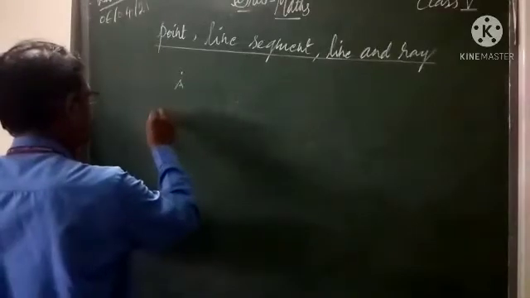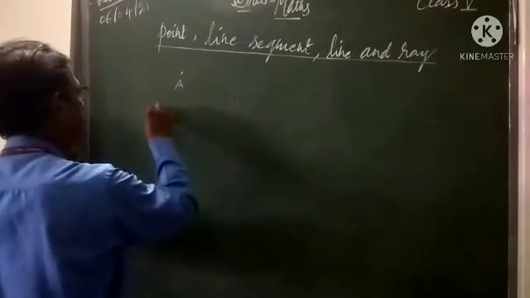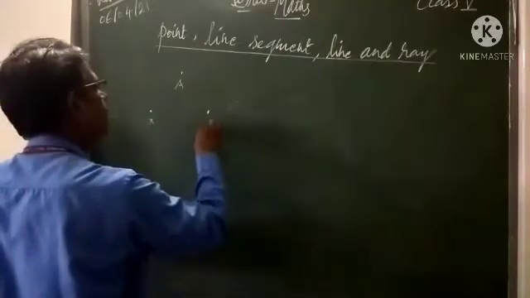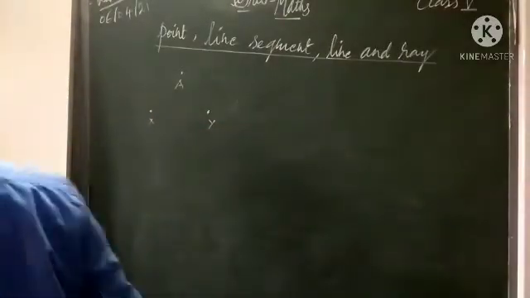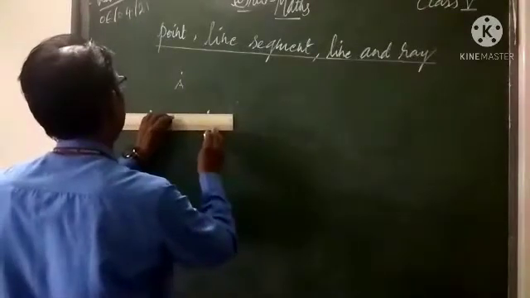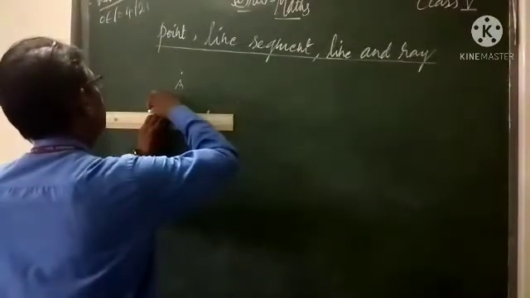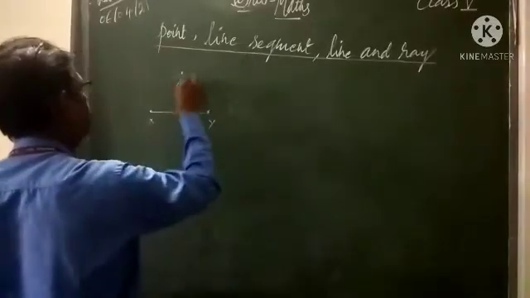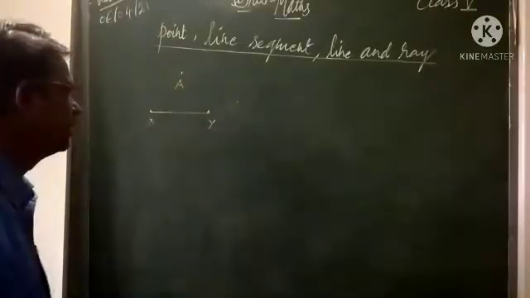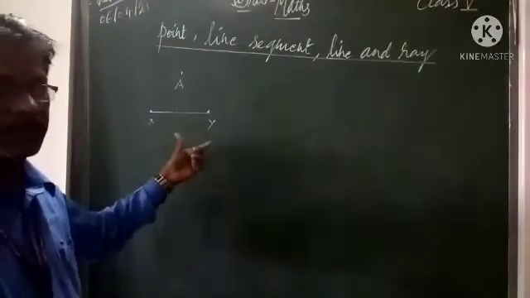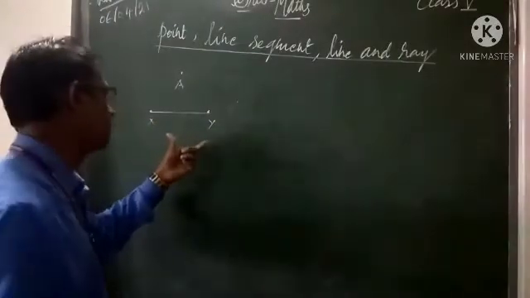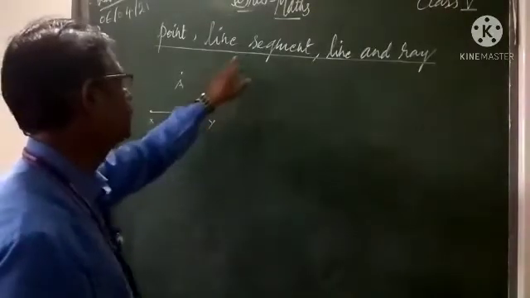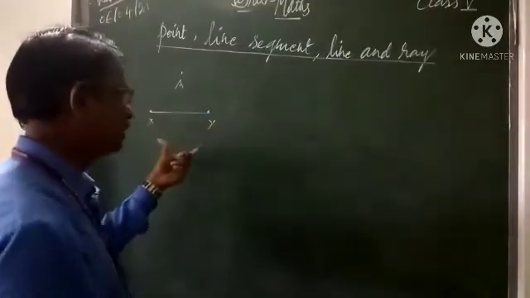Okay. Line segment means for making a line segment at least we need 2 points. For example here X and here Y. Now by taking a scale or ruler, if we draw this line like this, then this is called a line segment. If 2 points are given, then only one line segment can be drawn. Keep in mind. If 2 points are given, then how many line segments can be drawn? Only one line segment can be drawn.